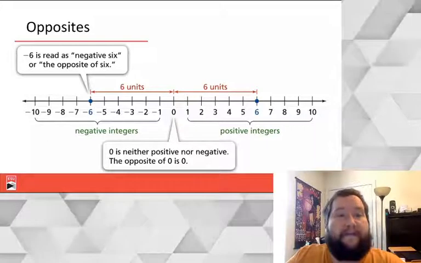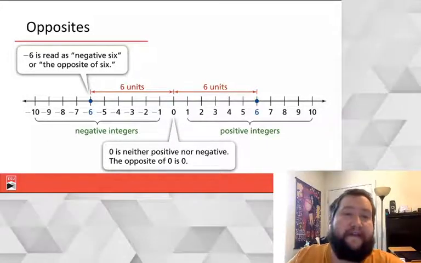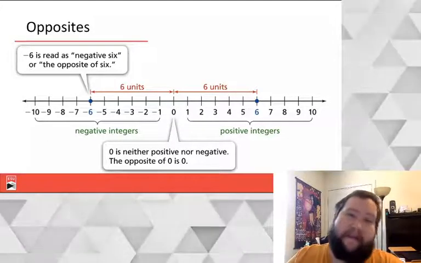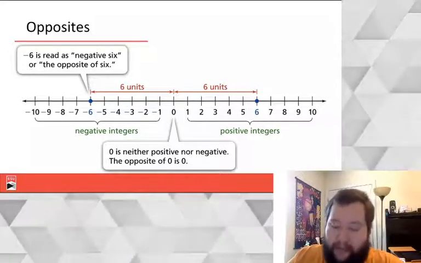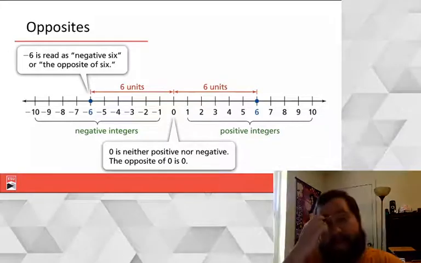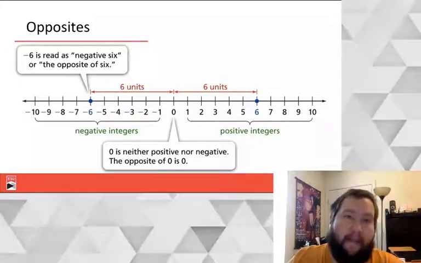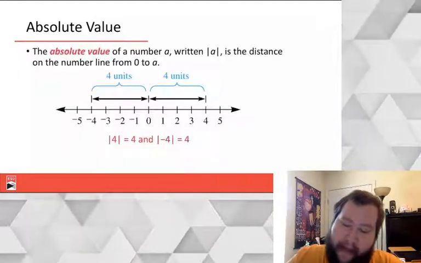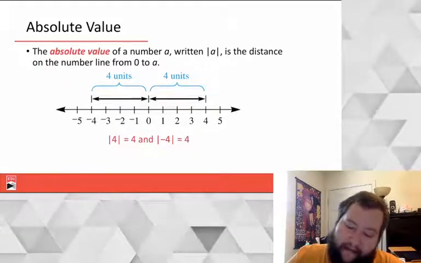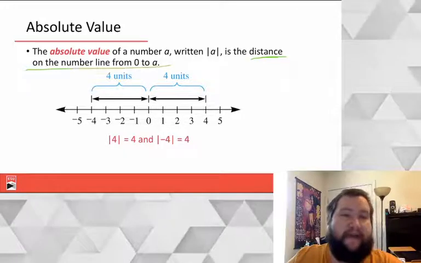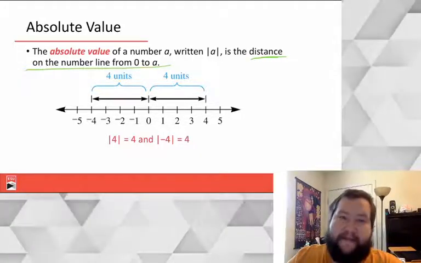But here's this image I was talking about. So -6, red, is the opposite of 6, or as -6, is the same distance from the origin, or 0, as +6, and that's why we call them opposites. And then we have a special name for this distance. So the distance on the number line from 0 to any number is called its absolute value.